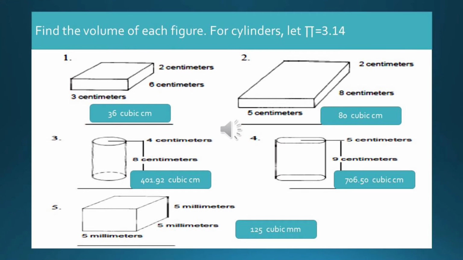For number 1, the correct answer is 36 cubic centimeters. Number 2, the correct answer is 80 cubic centimeters. And number 3, the correct answer is 401.92 cubic centimeters. For number 4, the correct answer is 706.50 cubic centimeters. And for number 5, the correct answer is 125 cubic centimeters. Who among you got the correct answer?